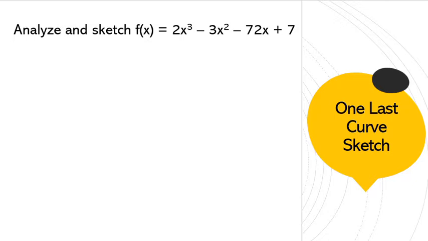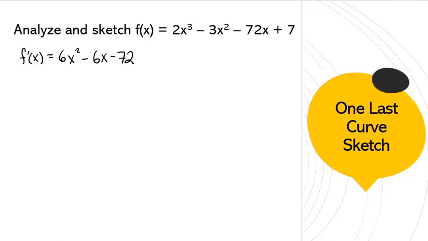Analyze and sketch. f of x is equal to this string of terms. So I don't know, because we didn't do polynomial divisions, how to find the roots of this equation. So I'm going to abandon that, but I'm going to move quickly to find the first derivative. And this one's pretty straightforward. You're just going to take each term and find the derivative. So we've done this a million times. We're going to get 6x squared minus 6x minus 72 and nothing for the 7.